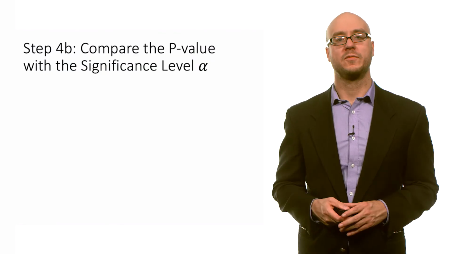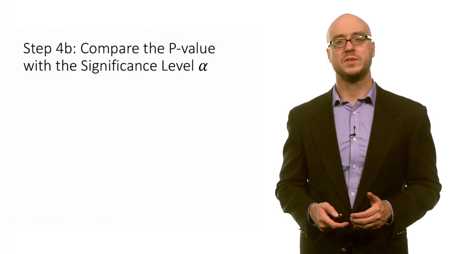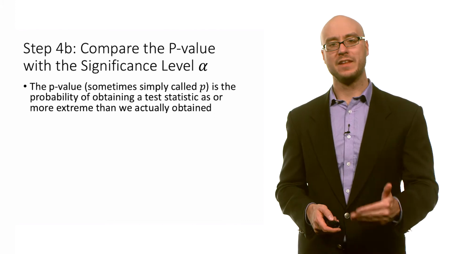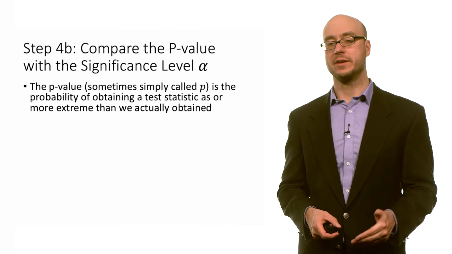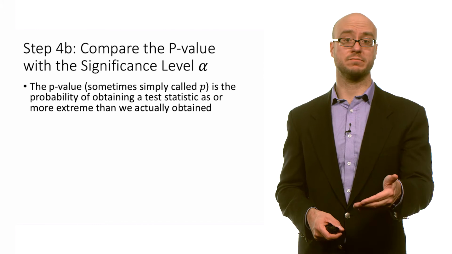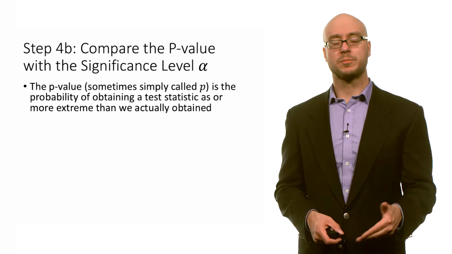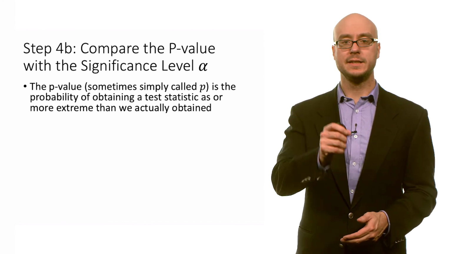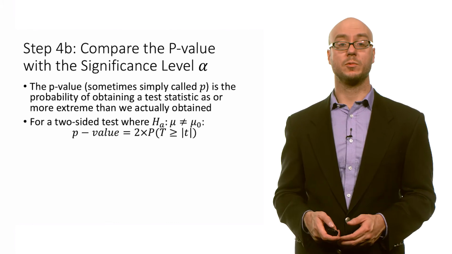Now we're going to look at step 4b, in which we compare the p-value with the significance level alpha. Again, the probability value, or p-value, is sometimes denoted by just the letter p. It's just the probability of obtaining a t-test statistic as or more extreme than the one we obtained.